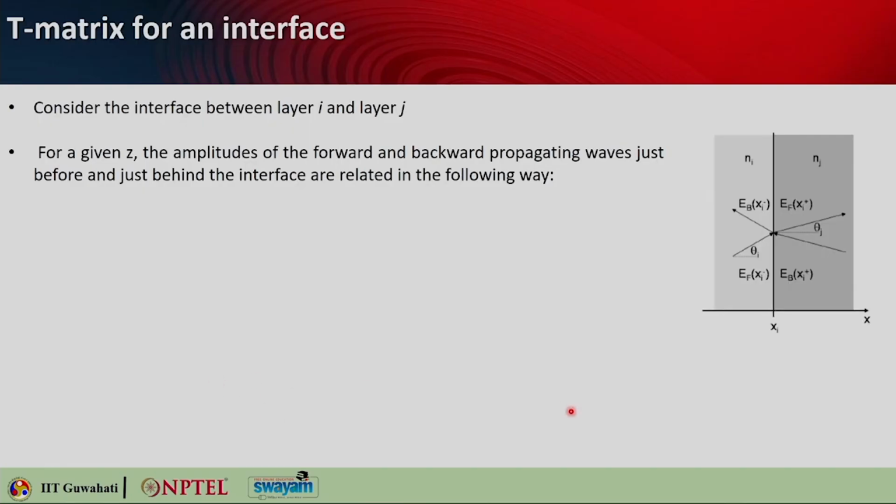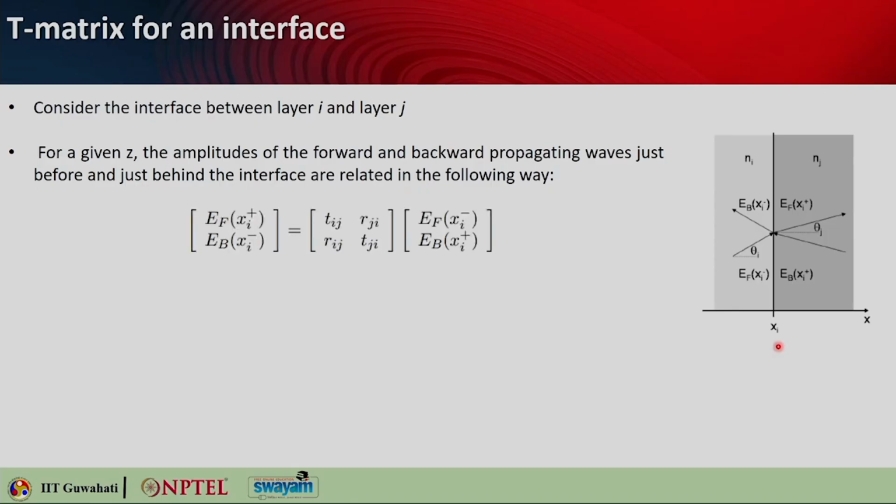Now, here is the pictorial representation of what I was describing. In this case, let us take that you are talking about the interface between N_i and N_j. So, there are two layers. Right now let us find out the transfer matrix for one interface. These are two layers N_i and N_j, and there is an interface in between, clear? This interface is at a position x_i, that is the position of the interface.